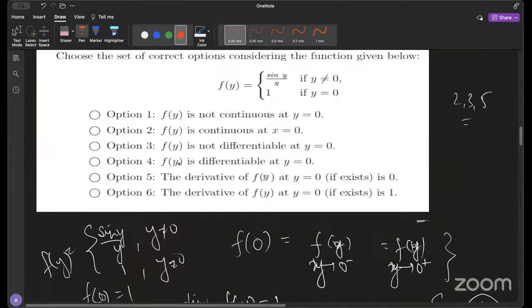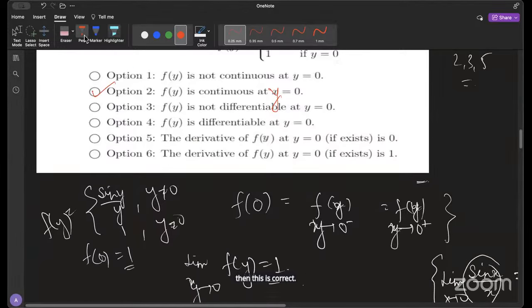Yes. They should have written y equals 0, but they've written x here. So it should be y here, continuous at y equals 0. Then this is correct. Then about the differentiability part.